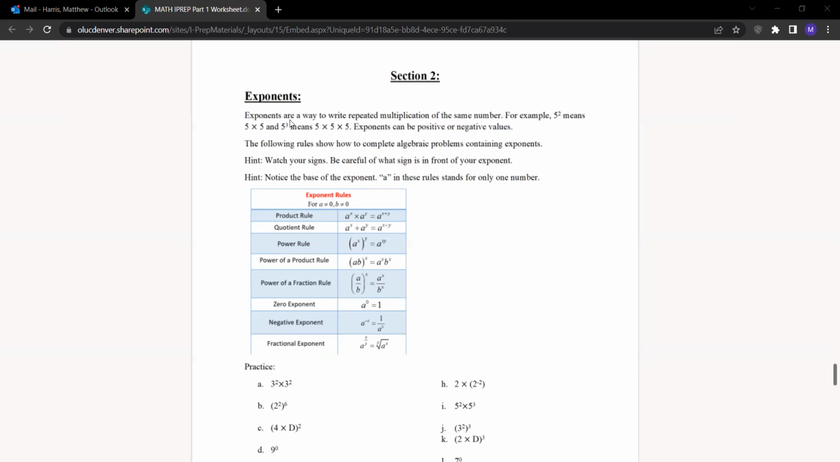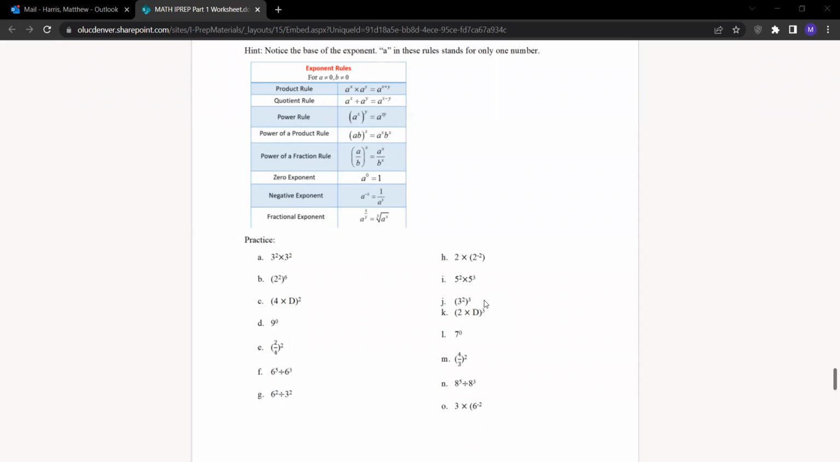Another hint is notice the base of the exponent. So if a rule says a couple times, a is the same number every single time. So a can only stand for 3, let's say. It can't be 3 and 4 in the same rule if it's a. A is only one number, and b is a different number. So let's go and get some practice.